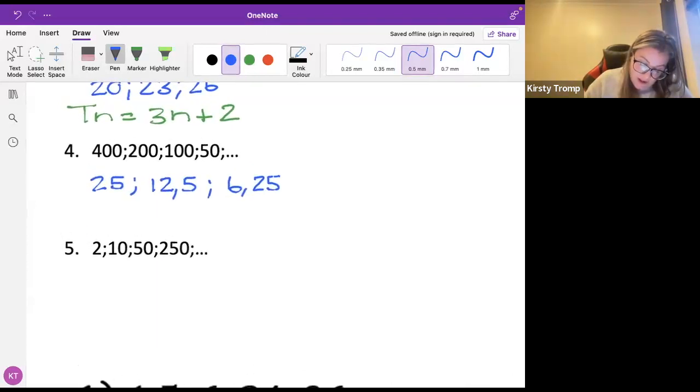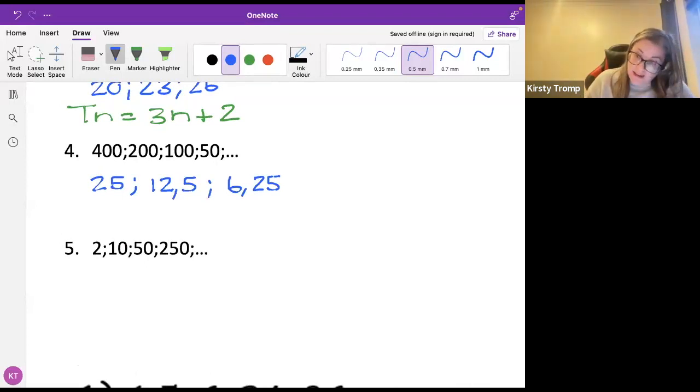Let's have a look at number 5. In number 5, I'm going 2, 10, 50, 250. So I definitely don't have a common difference for number 5. Who can tell me, in number 5, what am I doing? Good, I'm multiplying by 5.